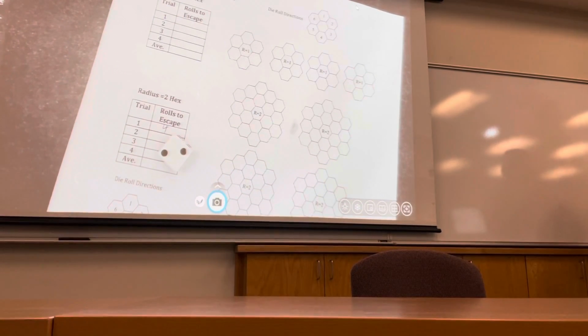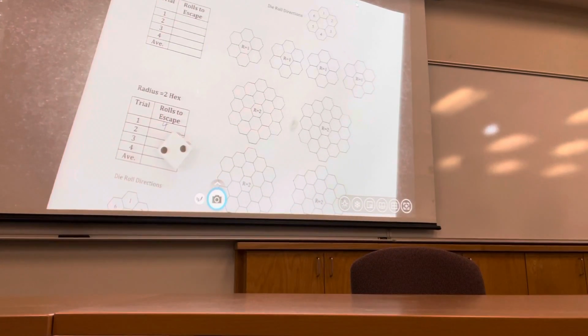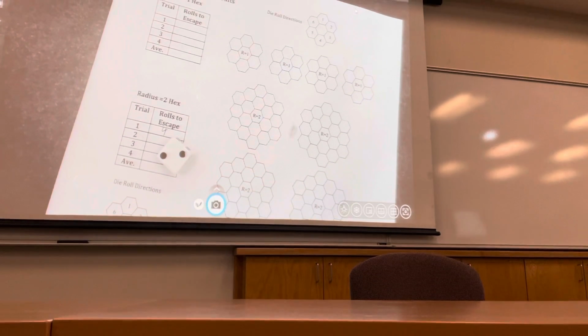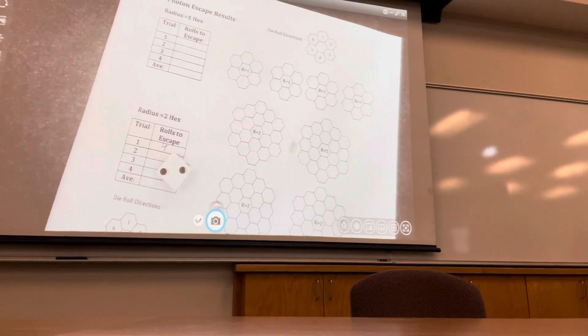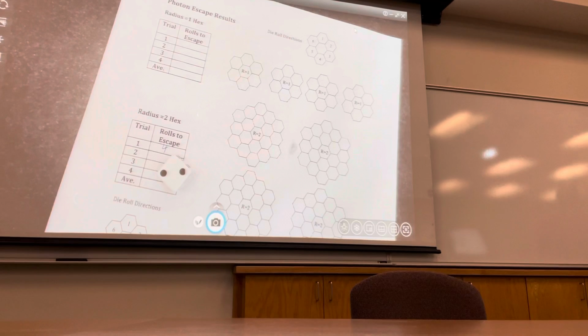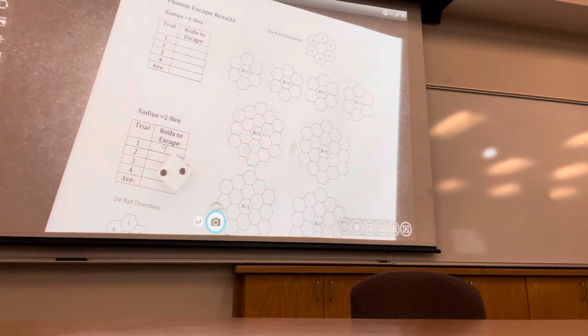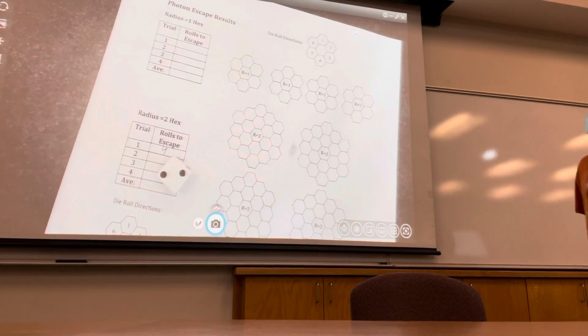But you can use a random number generator on your phone. You can download them for free, or you can use an Excel spreadsheet. It has a random number generator function in it. And what you're going to do, you're going to pretend you're going to be a photon here.